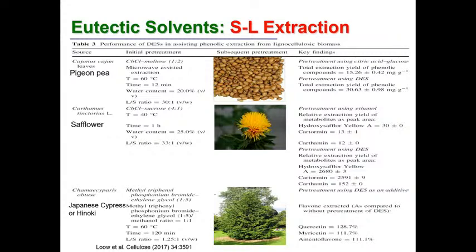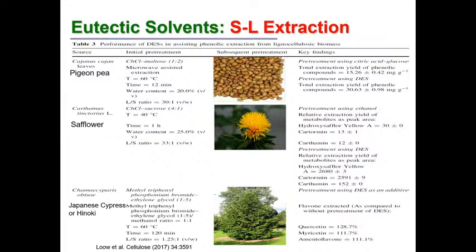In the case of safflower, Carthamus tinctorius, using a kind of similar eutectic, choline chloride sucrose, but with no microwave, you go to 1 hour, but still with a high quantity of water, and you have a big increase in the extraction of this kind of phenolics. It goes from 30 to 2,680. We don't have the unit here, but I think maybe it's milligrams per liter.